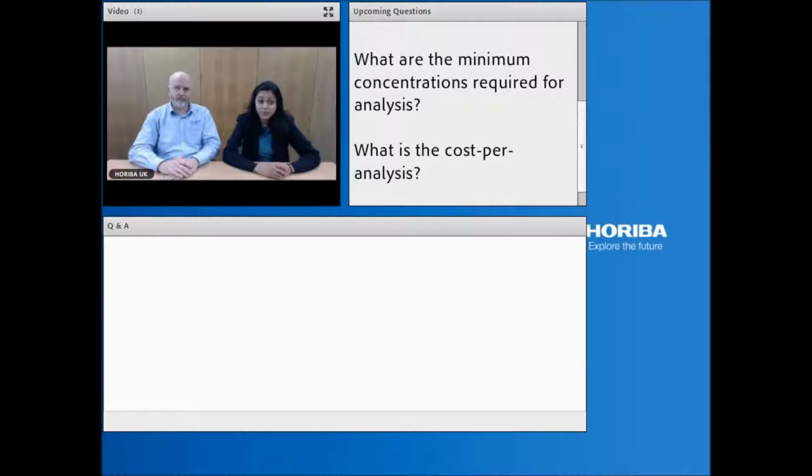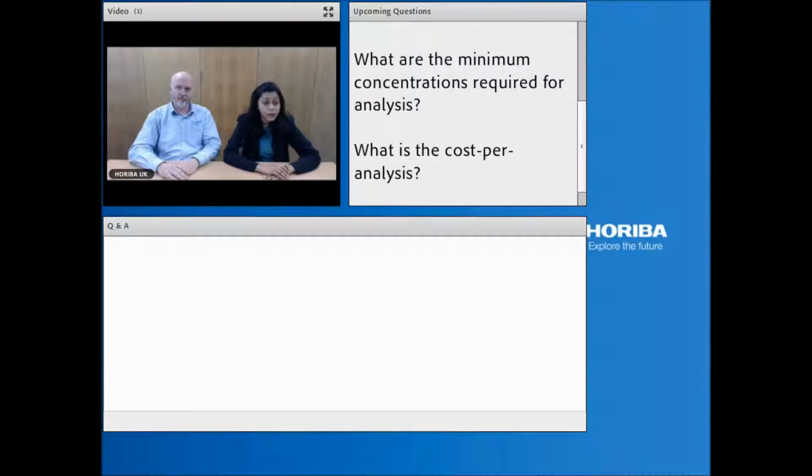We've had another question: what are the minimum concentrations required for analysis? This greatly depends on the analyte of interest. Because we're looking at the intrinsic absorbance of the analyte, it just depends on how well it absorbs. For an amino acid, we typically look at low micromolar range of concentration. For aspartic acid, we get an LOD in the region of 0.2 micromolar. For proteins, this is slightly different. For an IgG, we typically get a limit of detection of about 1.3 micrograms per mil.